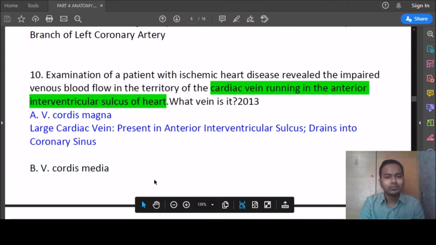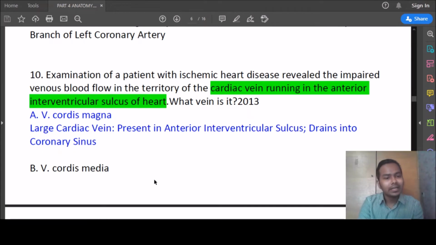10th question: examination of a patient with ischemic heart disease revealed impairment of venous blood flow in the territory of a cardiac vein running in the anterior interventricular sulcus of the heart. In this region, there is a vein called the vena cordis magna, the great cardiac vein. It is present in the anterior interventricular sulcus, and it drains into the coronary sinus.